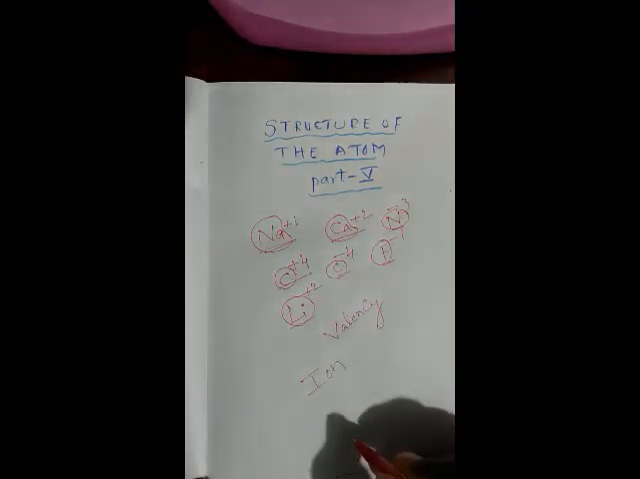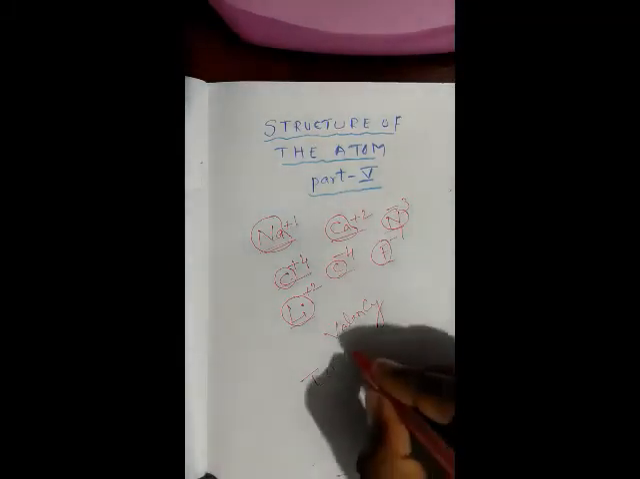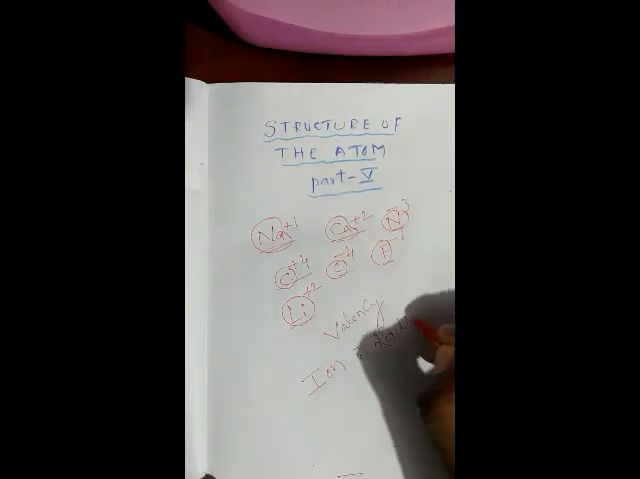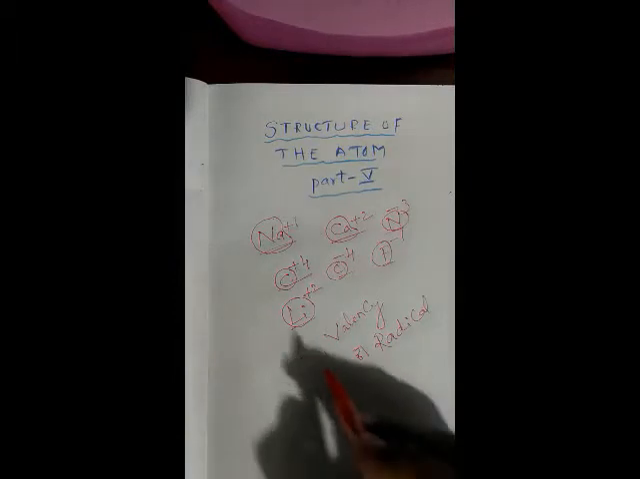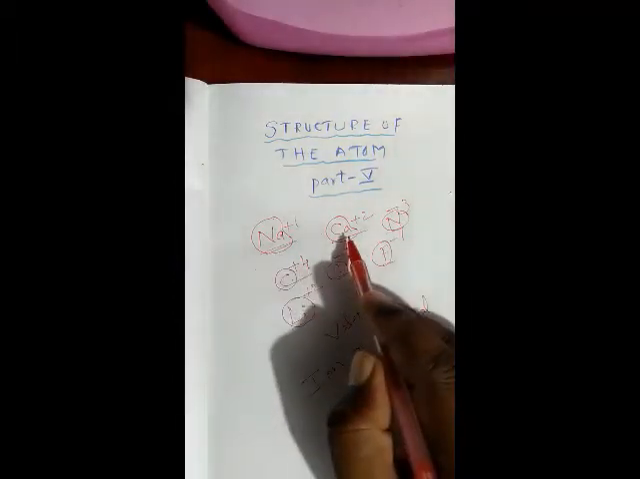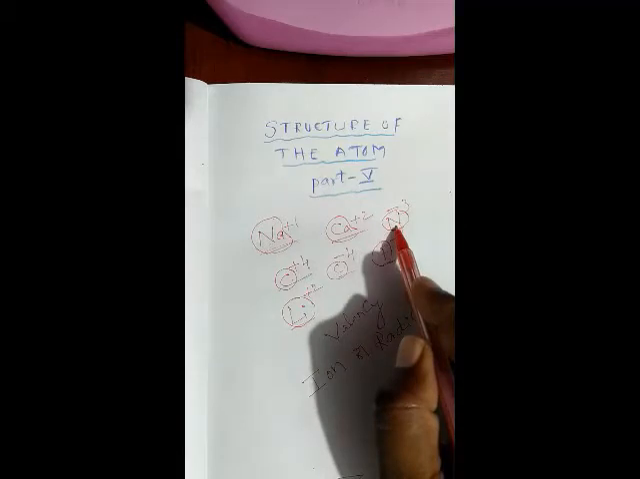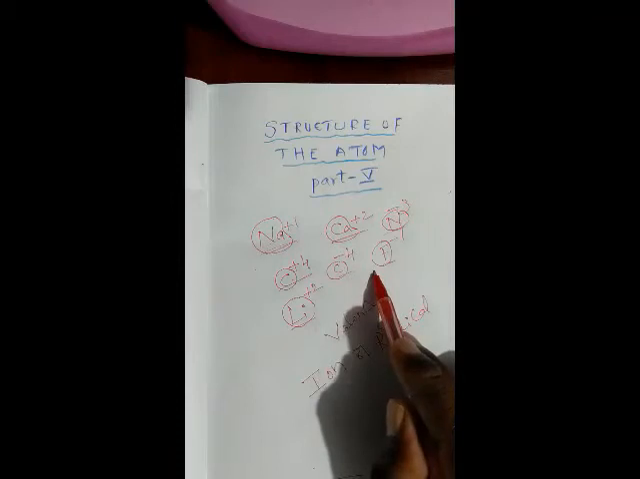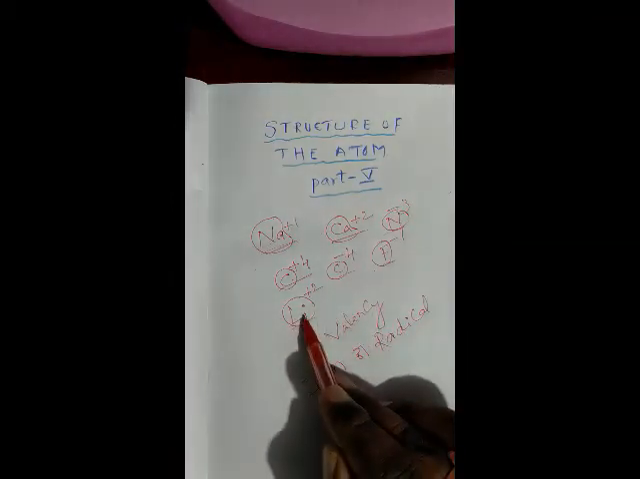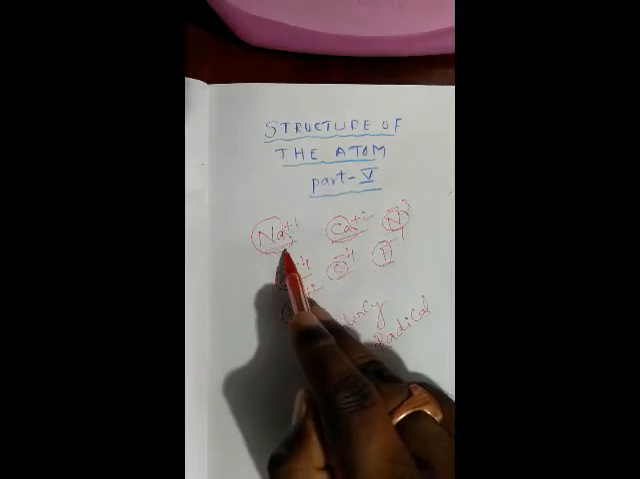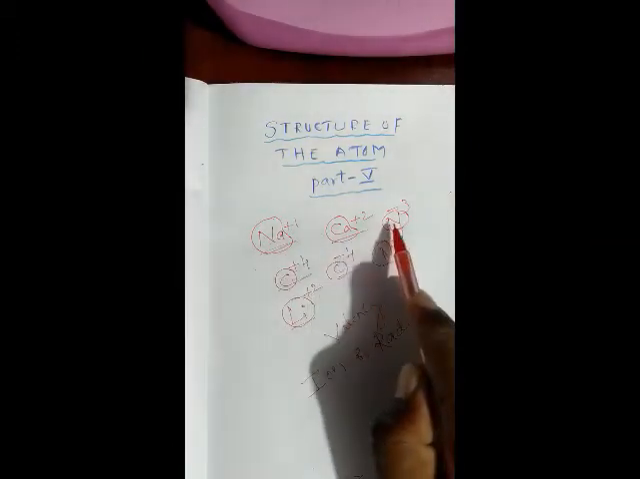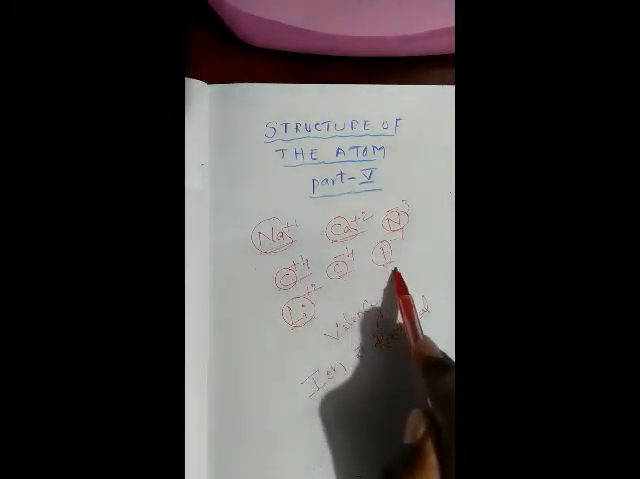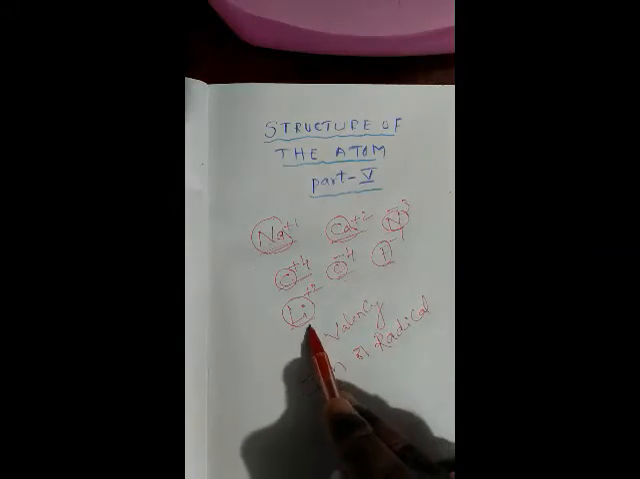ion. An ion is otherwise known as a radical. So here Na plus 1 is an ion, Ca plus 2 is an ion, N minus 3 is an ion, C plus 4 is an ion, C minus 4 is an ion, F minus 1 is an ion, Li plus 2 is an ion. Or otherwise Na plus 1 is a radical, Ca plus 2 is a radical, N minus 3 is a radical, C plus 4 is a radical, C minus 4 is a radical, F minus 1 is a radical, Li plus 2 is a radical.